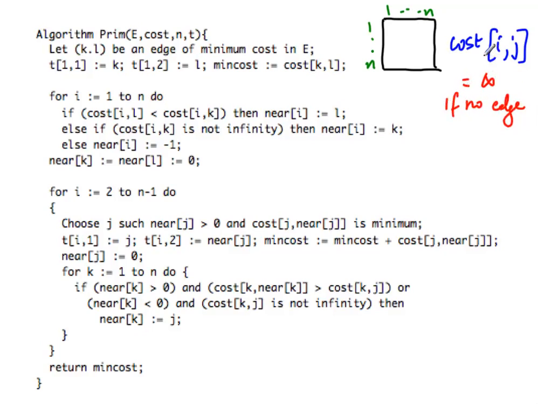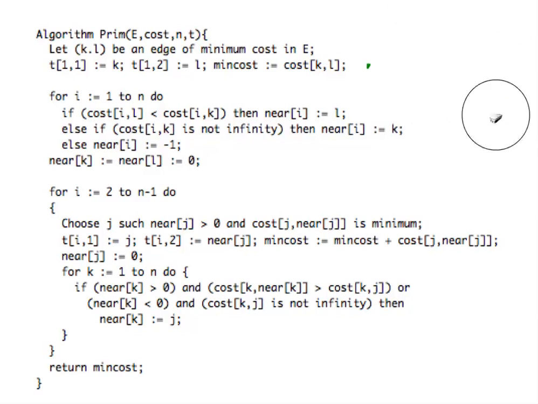So this is the assumption about cost, right? So this is how the initial parameters are defined, and now we look at how the algorithm actually works. So we begin, as we said, by choosing the smallest edge, right? So we pick some two vertices k and l such that this edge is the minimum cost edge in our graph, and we initialize our tree to this.